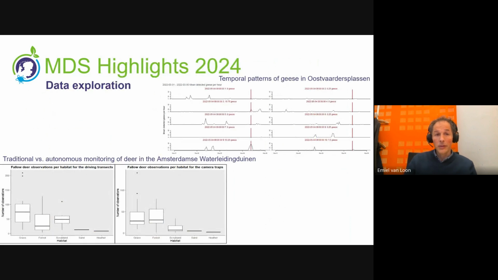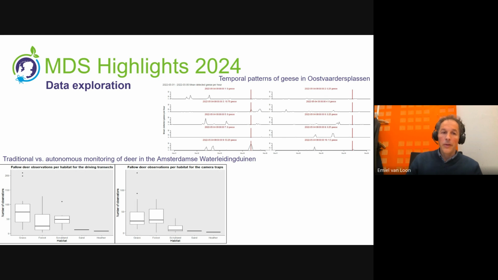One of the highlights from the field was collected mainly in two sites, the Amsterdamse Waterleidingduinen and the Oostvaardersplassen, where most of these devices are deployed. At the upper right, you see a time series of geese detected by wildlife cameras, and not only detected but also counted, with the ultimate aim to assess grazing density in relation to vegetation surveys. That is, to turn the biodiversity observation of birds into other ecologically relevant data. That process works well and has been automated successfully.